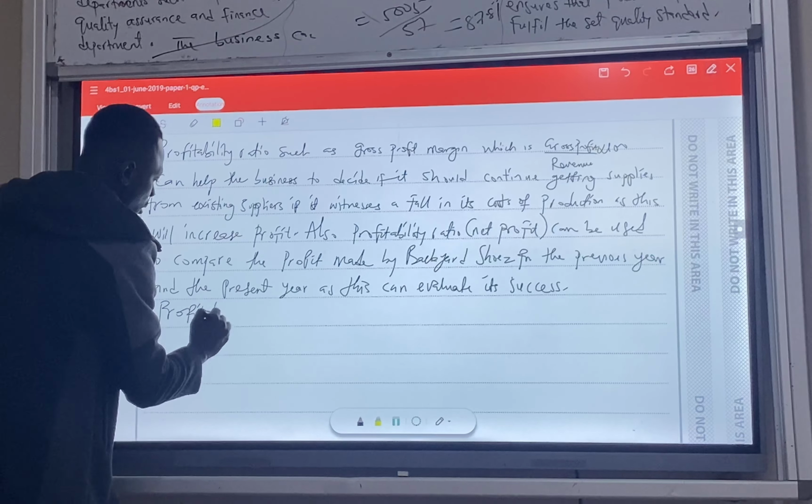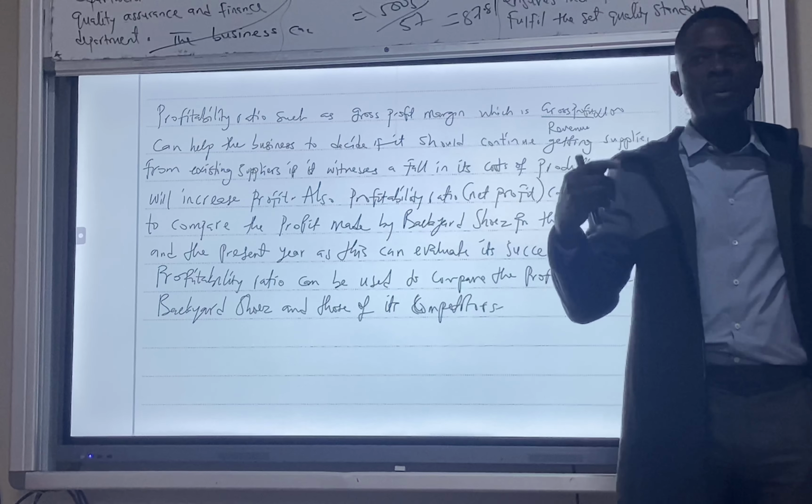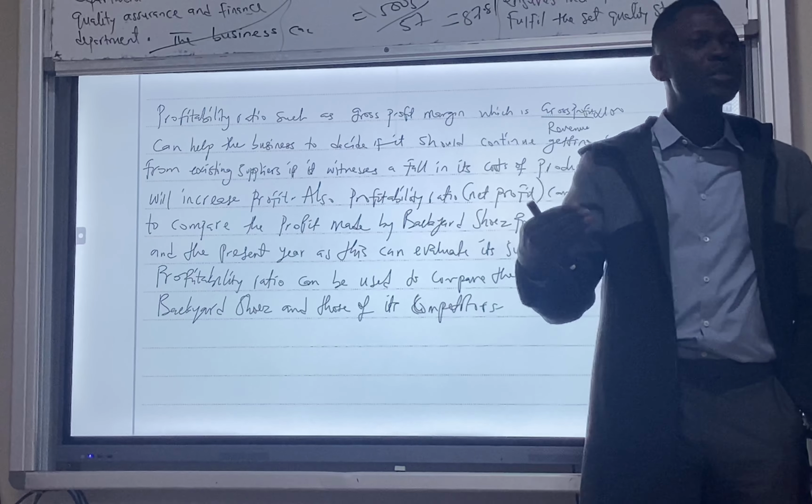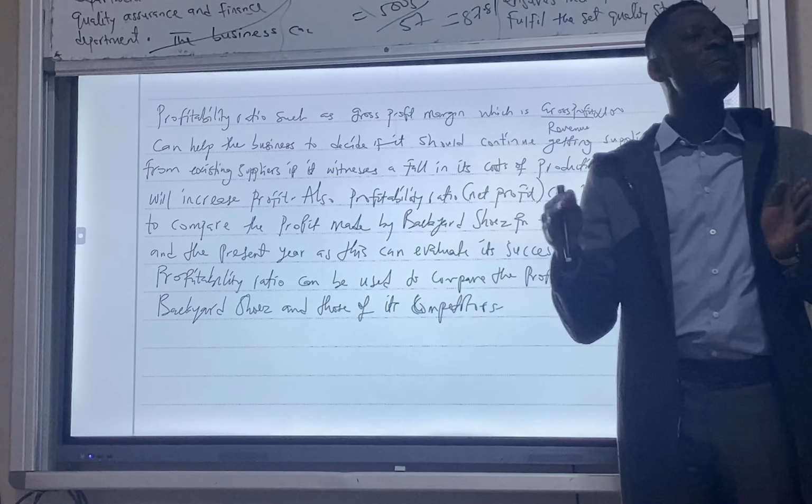For profitability ratio, we can use the gross profit to decide if we continue to buy from our suppliers, because we need raw materials, right? To get our gross profit, it's sales minus cost of sales. So the amount we are selling minus the cost we spend in making the product available. If the amount we spend in making the product available is lesser, then we'll be making more profit. So that means we should continue using the same suppliers. That's for gross profit, which is a profitability ratio.